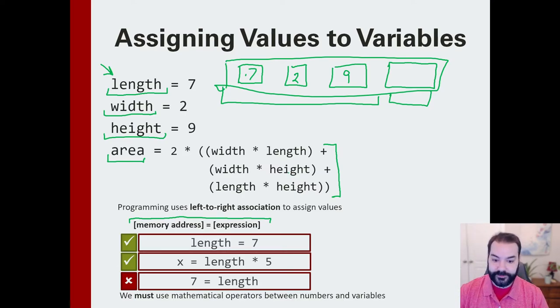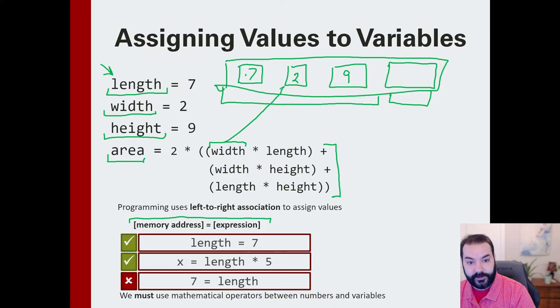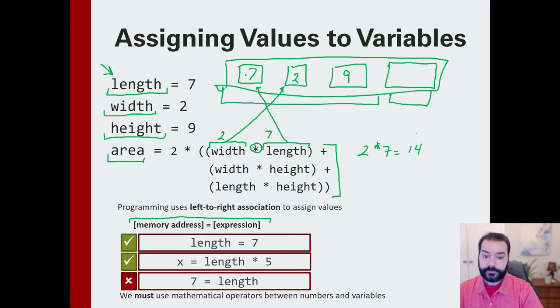Every single time it looks on the right side, it has to evaluate this expression. It first says, what is the value of width? And it goes into memory and says, oh, I know the value of width, it's a 2. What is the value of length? Oh, I know the value of length, it's a 7. Then you can see the little asterisk there. So what is 2 times 7? Oh, that's 14.